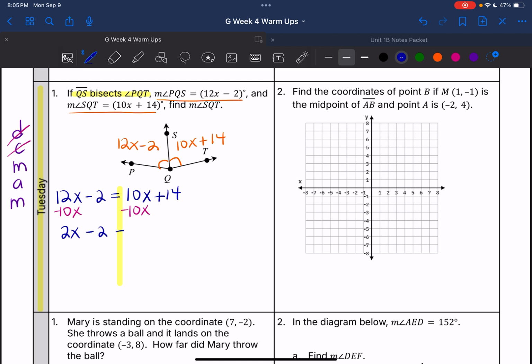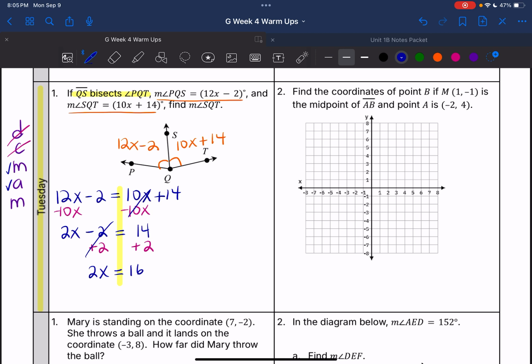Let's bring down our minus 2. This cancels, and I still have my 14. Okay, so that is a check. Then A stands for add or subtract. So it's never both. It's only going to be one. And in this case, we are going to add 2 to both sides. Okay, so it cancels from the left. And now I have 2x equals 16.